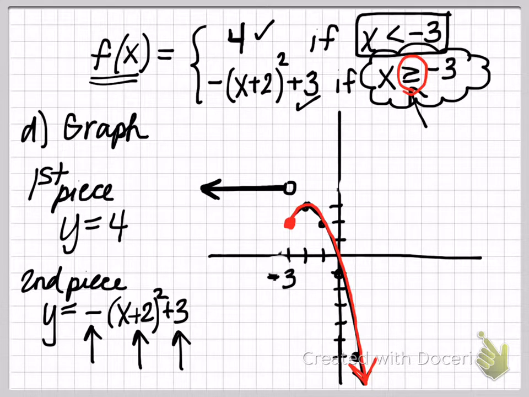And then again, I have to make that decision about what's happening at negative 3. But because I had greater than or equal to here at x equals negative 3, I do want to include that point, so that would be a solid dot where x is equal to negative 3. And you just graphed your first piecewise function.